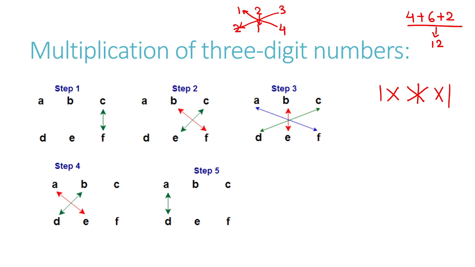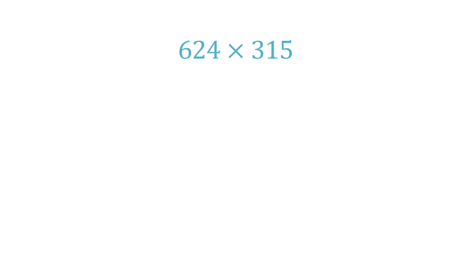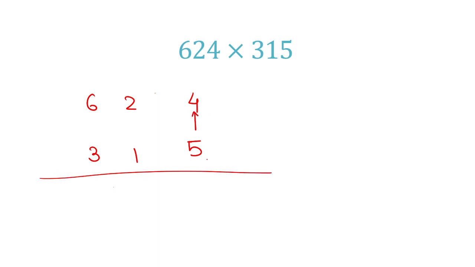Let us just repeat the concept again in a different example. Suppose I have these two numbers, 624 and 315. I want to multiply them. The first step is to multiply these two. So it is 5 4s are 20. I always remember to carry, so it is 2.